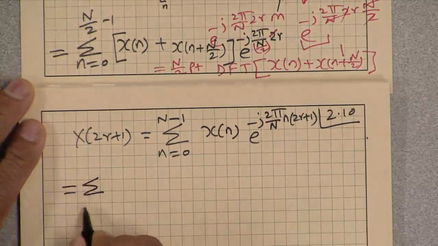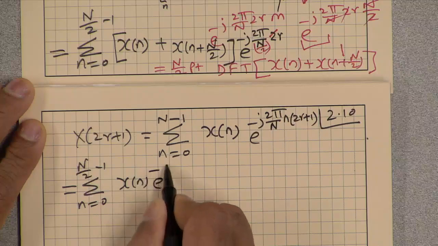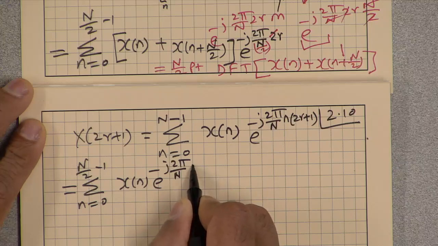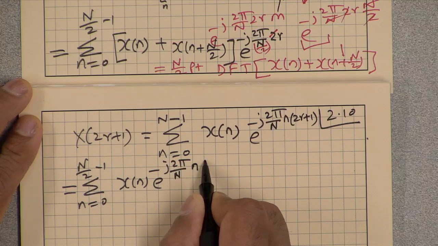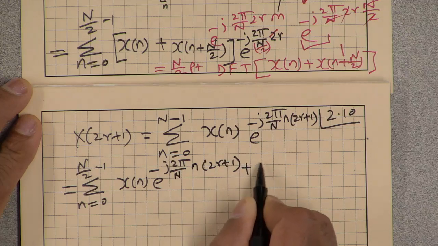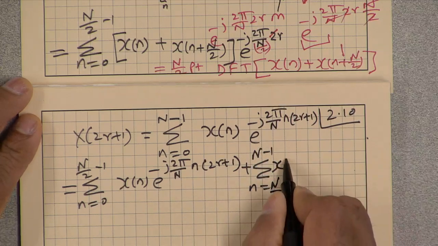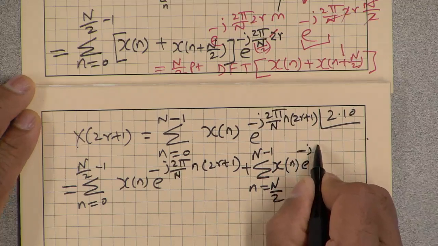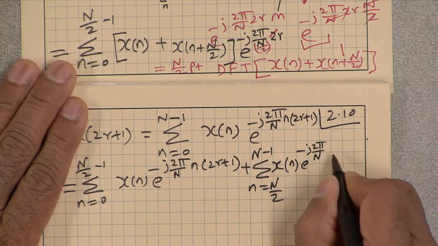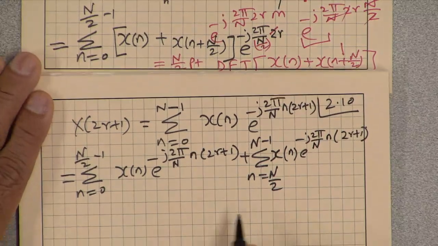Okay, so that can be written as the sum over n equal to 0 to N by 2 minus 1 of x[n] e to the power minus j twice pi over N times (2r plus 1), plus the sum over n equal to N by 2 to N minus 1 of x[n] e to the power minus j twice pi over N times (2r plus 1). Okay, so we go through the same process.